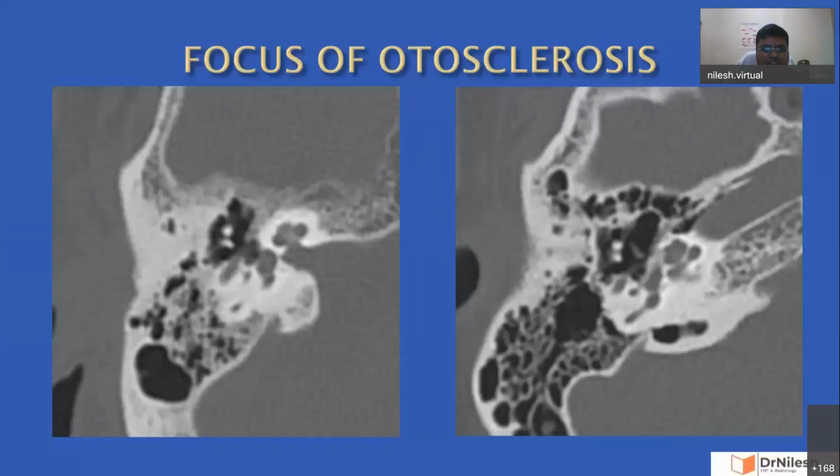One minute. So see the normal footplate, thin gray color, and this dense triangle here. So this is the normal footplate with no focus of demineralization anterior to the anterior crus, that is the fissula ante fenestram. What is happening here? You can see the footplate itself is thick, a white structure, plus there is a focus of demineralization anterior to the footplate. So this is nothing but otosclerosis, or more properly called otospongiosis.